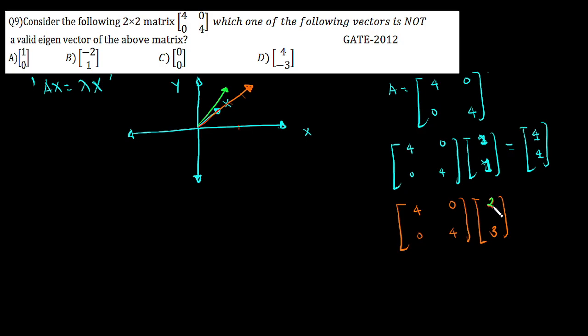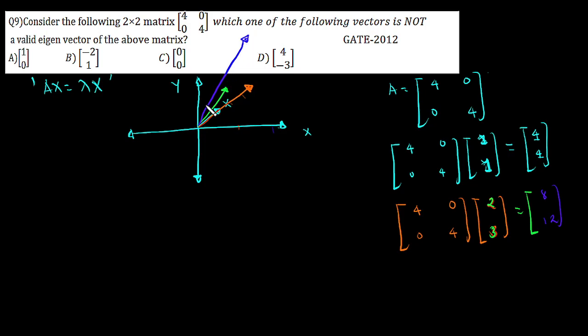Let's also make it green to understand easily. So now let's do the multiplication. Again, what we are getting here is 8 and here 12. So now you can see I have x coordinate as 8 and y coordinate as 12. So now if I want to draw this, then I have to draw like this. This is our new vector after multiplication.